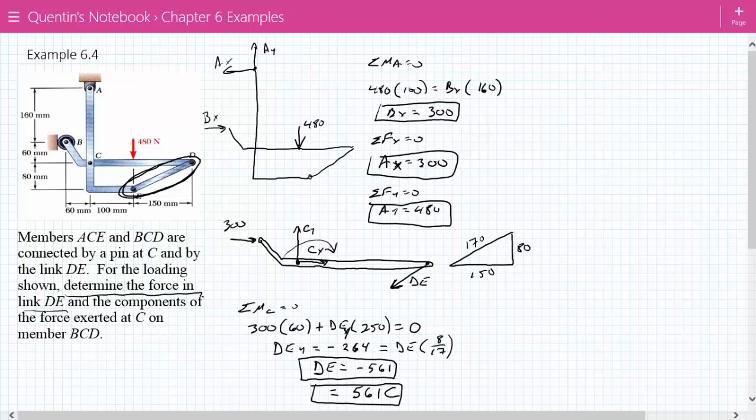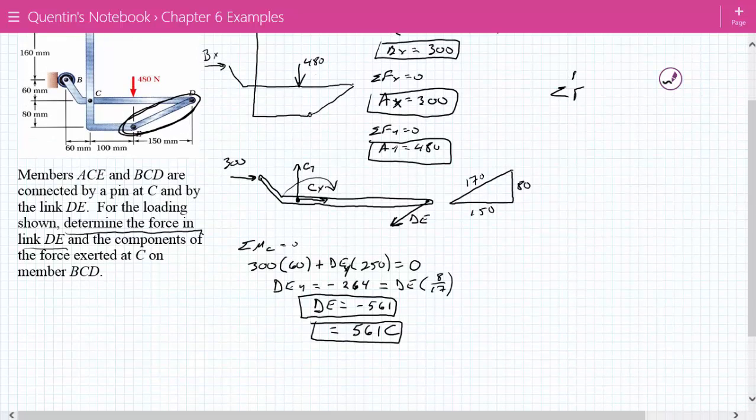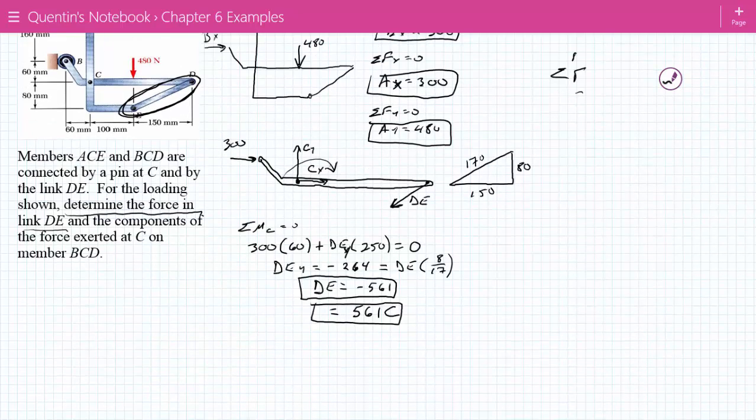Well, we're going to go through here. I'm going to scoot up here a little bit. We're going to say sum of the forces in X is equal to 0. So we have 300, right? Plus Cx is equal to DE in the X direction.